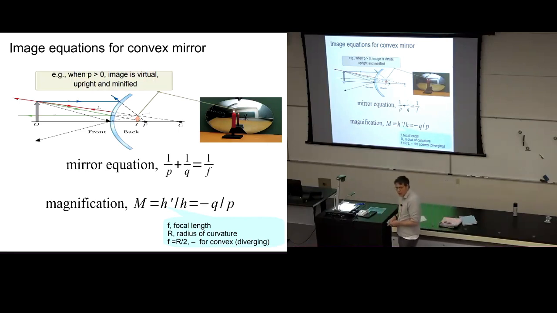You'll notice, this is handy, these two equations are the same as the two equations for the concave mirror. So convex and concave mirrors, the mirror equation saying the location of the image, and the magnification equation saying the size and the uprightness of the image, they're the same equations. They just work differently because in one case, concave, focal length is positive. In the other case, convex, the focal length is negative. So that makes all the difference when you start plugging in the numbers. But the equations, conveniently, handily, are actually the same.